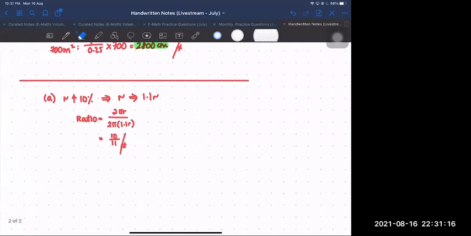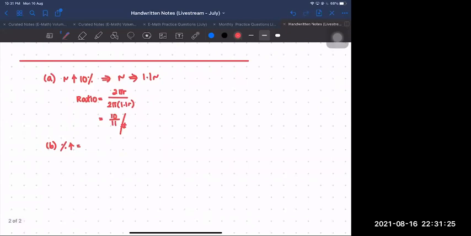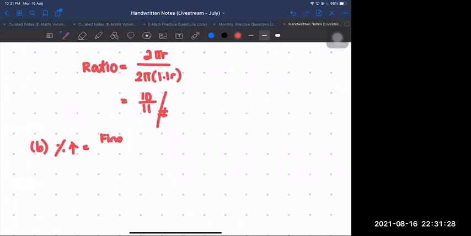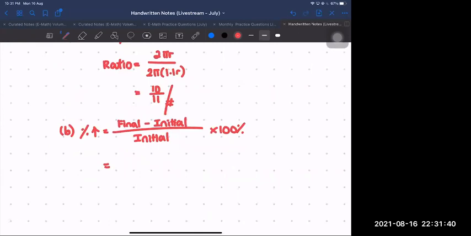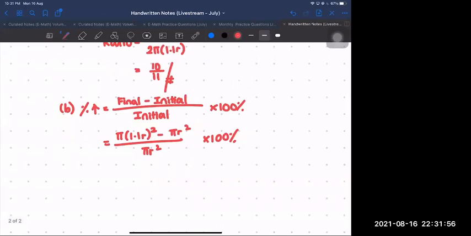Now for part B, the question is asking for the percentage increase. So percentage increase, what is the formula? Final minus initial over initial times 100%. So let me write that down. Final minus initial divided by initial times 100%. So this is the value that we are interested in. What is the final value? Now we're talking about area. So this is pi 1.1 r square minus pi r square divided by pi r square multiplied by 100%, where you will see that all the r squares and the pi's will vanish. And the answer is 21%.